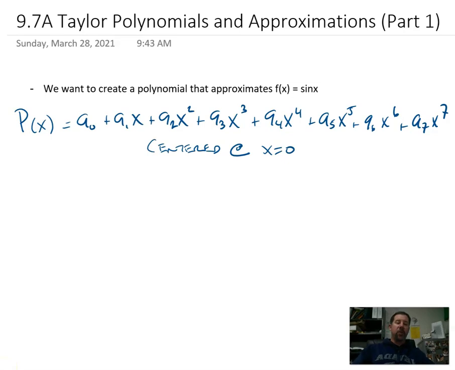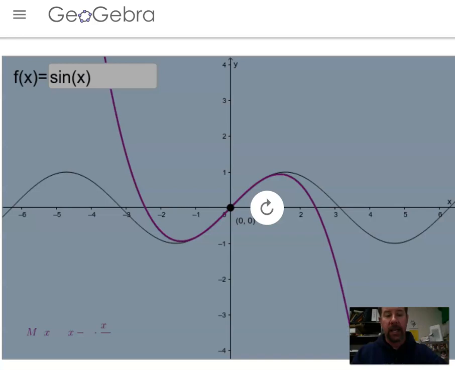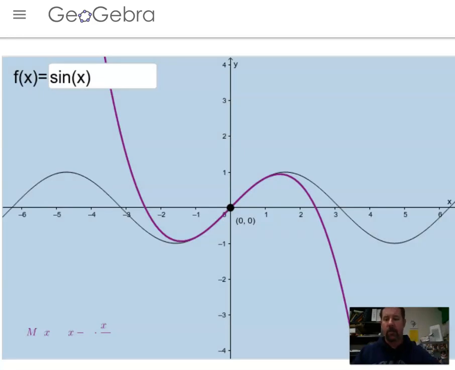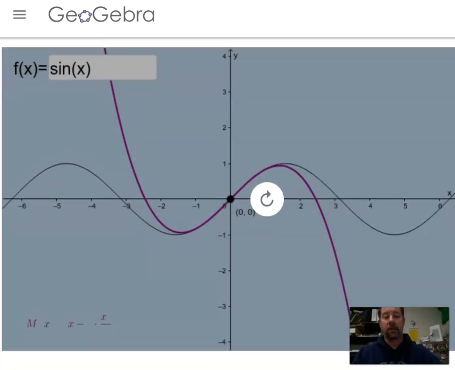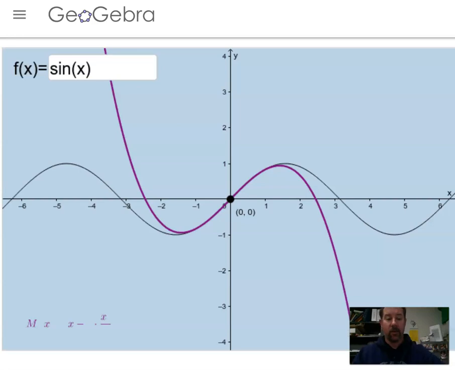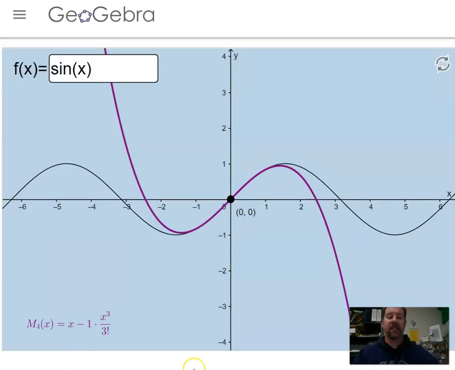And maybe before we get too much further here, let me show you what we're doing with a visual demonstration. So if you remember, we have our sine function here, and as we increase the number of terms, let's see if it allows me to do it now.